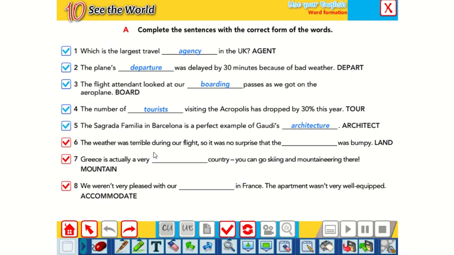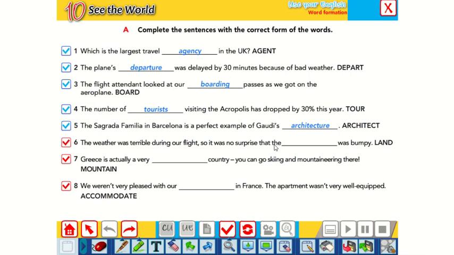Number 6: the weather was terrible during our flight, so it was no surprise that space was bumpy. Bumpy means rocky or rough. So the weather was terrible during our flight, so it was no surprise that the blank was bumpy. We have the word land, which means ground. It's a noun or a verb. We can form landing, landed. So what is suitable here?